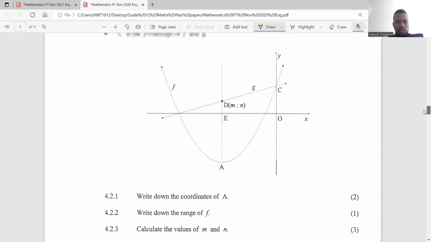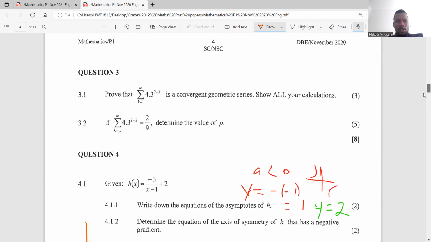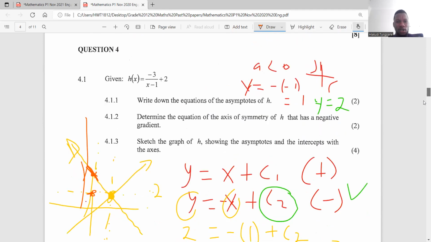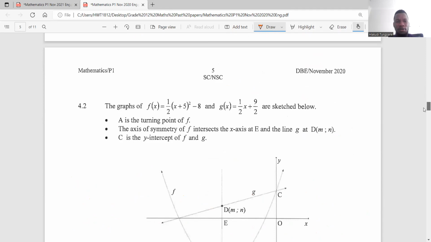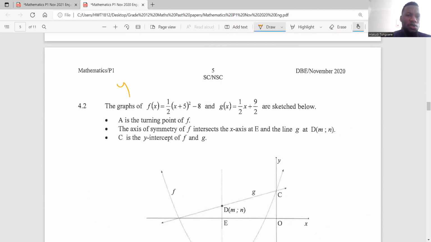So essentially, this is a continuation of question 4. Previously I looked into the first part, which was hyperbola. Now I'm looking at 4.2 of November 2020. The question said you were given f of x, which is a parabola, and it's given in the form y equals a(x plus p) squared plus q.